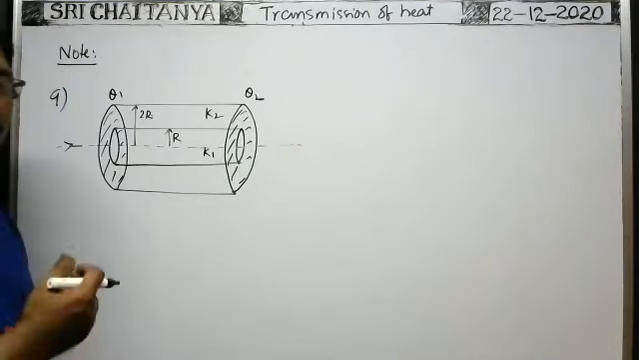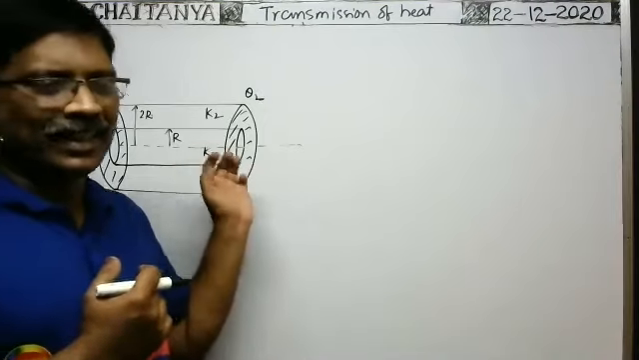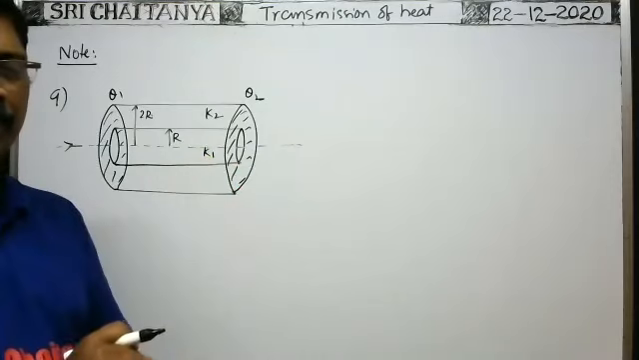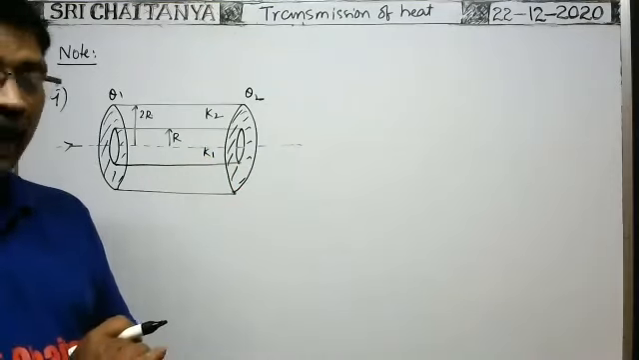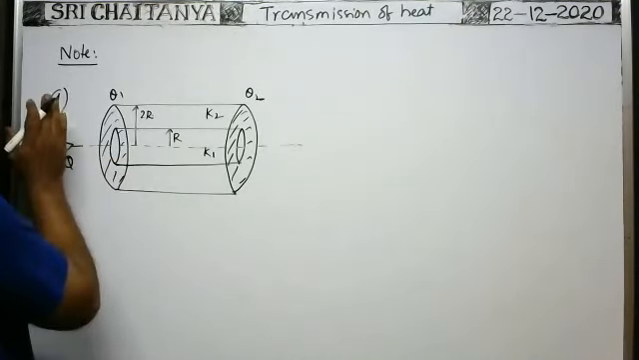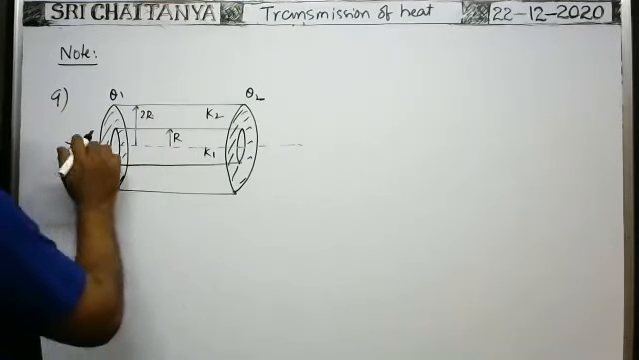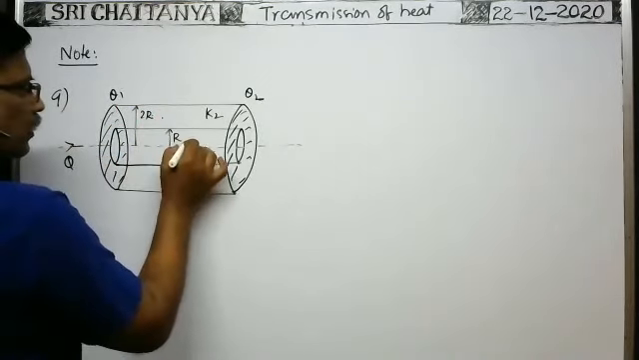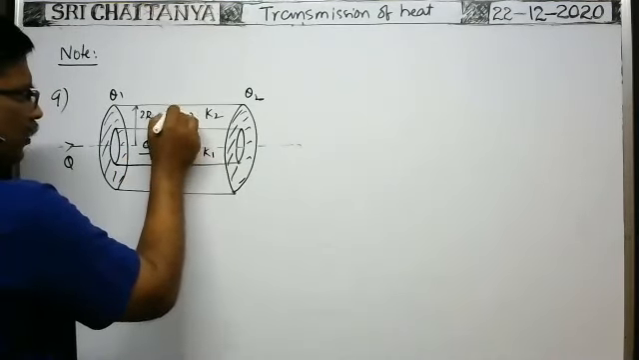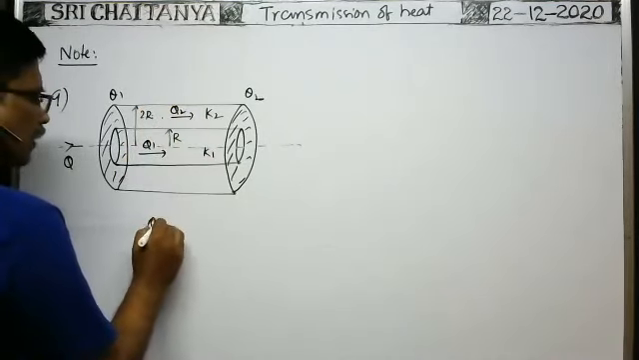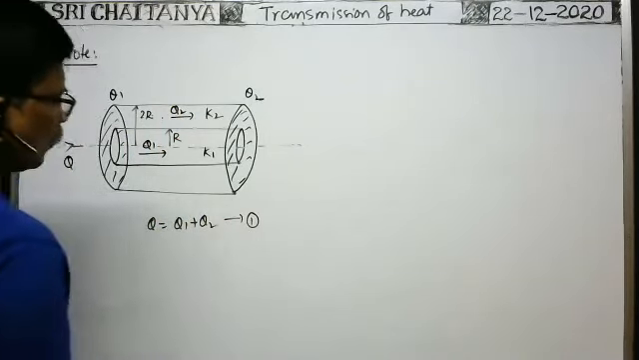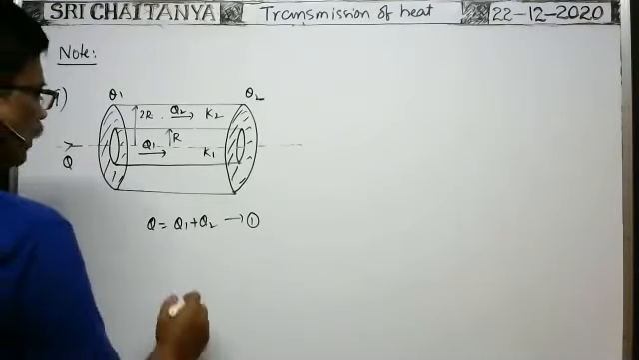When this shell and the cylinder are connected so that the temperature difference across them remains the same, how are they connected? Parallel. So they are connected in parallel. Suppose the total heat energy transmitted through the system is Q, that is divided into two parts. Through the cylinder, Q1 heat energy is transmitted, and through the shell, Q2. Total heat energy transmitted is equal to Q1 plus Q2. This is equation 1.